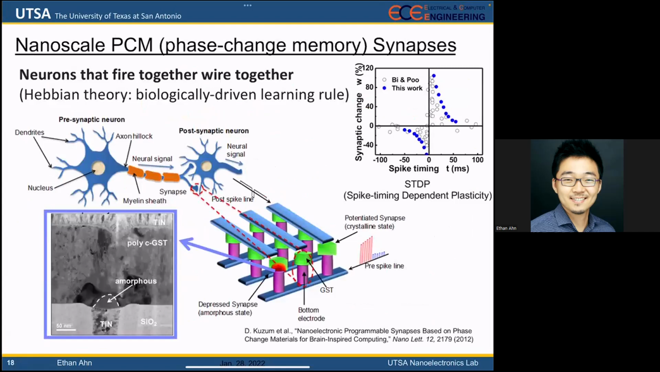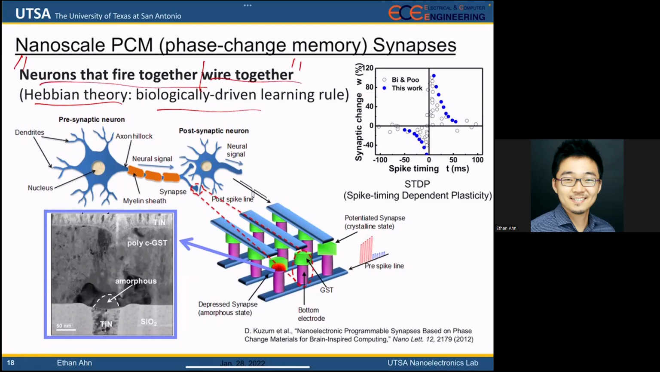One good example here is PCM, phase change memory. I'm going to talk about this in more detail later, but I'm introducing this slide because it is part of the work I got involved in when I was doing my PhD at Stanford. What we show here is a learning rule called Hebbian theory, which is biologically driven, and is said to be: neurons that fire together, wire together.